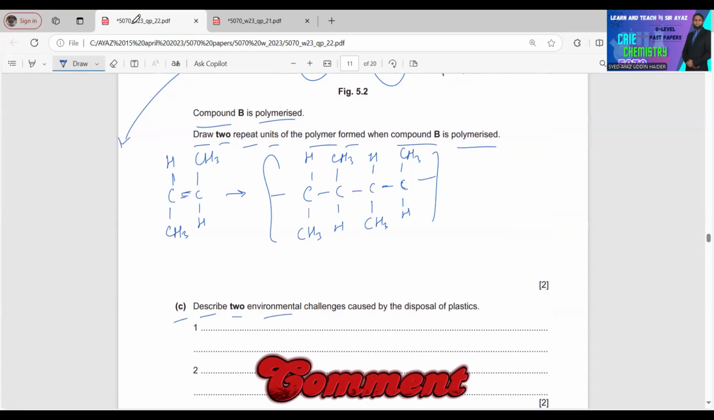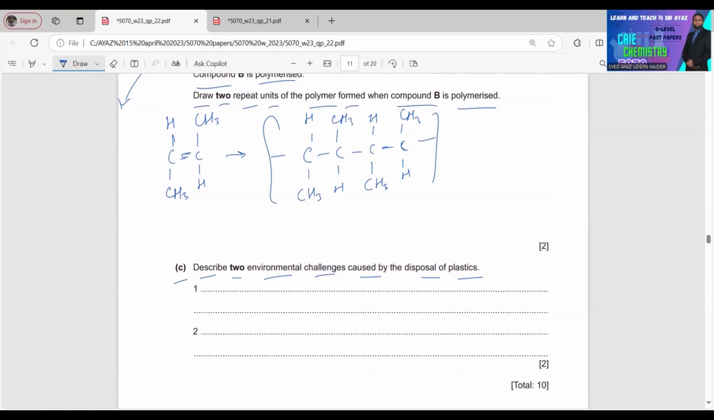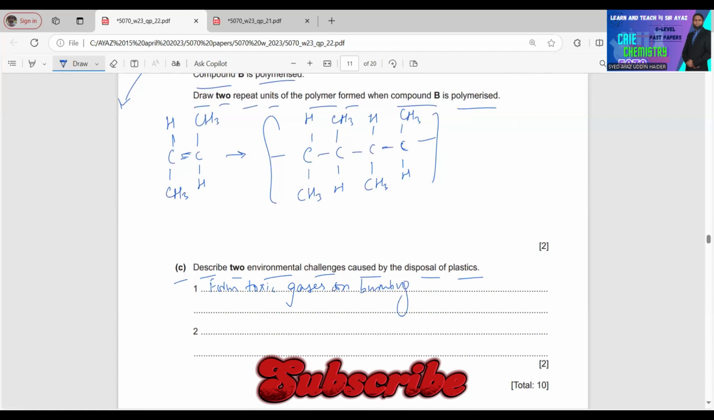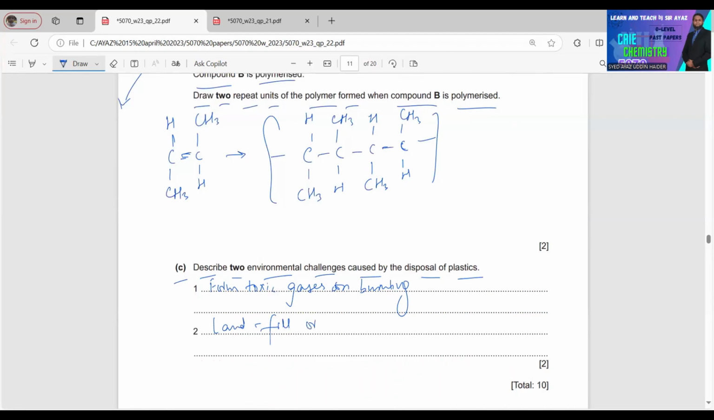C. Describe 2 environmental challenges caused by disposal of plastics. Now, they are nuisance. They are responsible for landfills, accumulation of plastic in the ocean. They form toxic gases on burning. Landfill or accumulation in ocean.